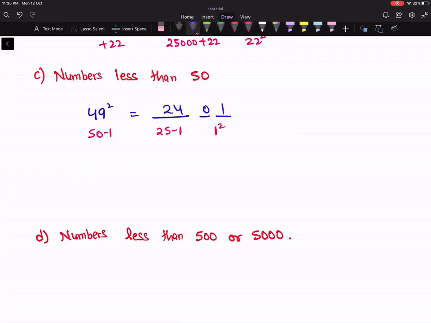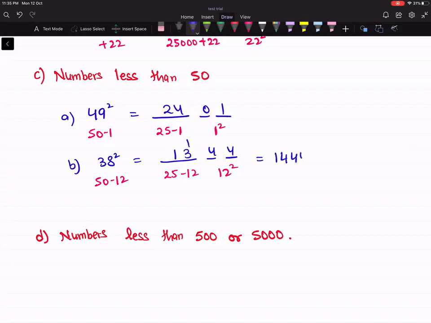If I'm interested in, let's say, 38 square. So 38 square again, left and right will be 2 digits. This is 50 minus 12. So this is guided by 12 square, and this is 25 minus 12. Now 25 minus 12 is 13, and this is 144. My answer is 1444. That's my answer.